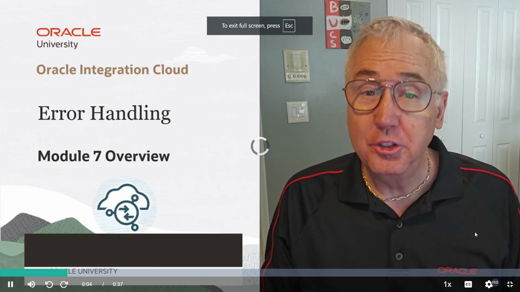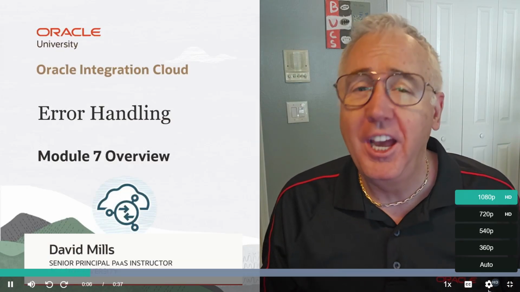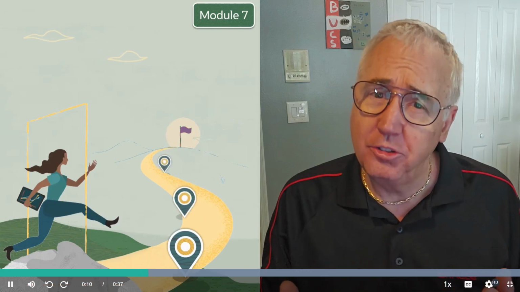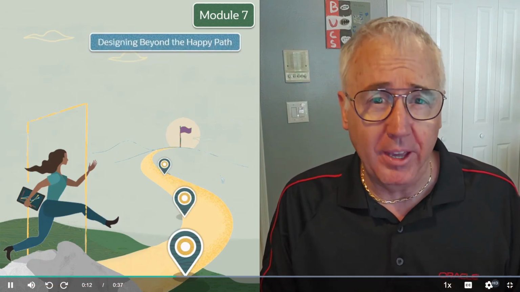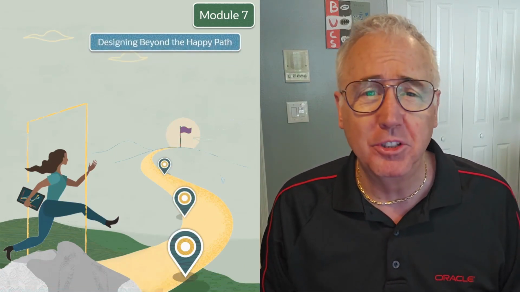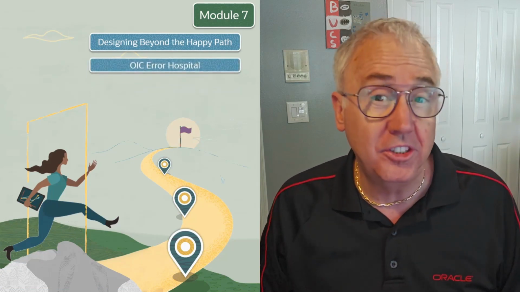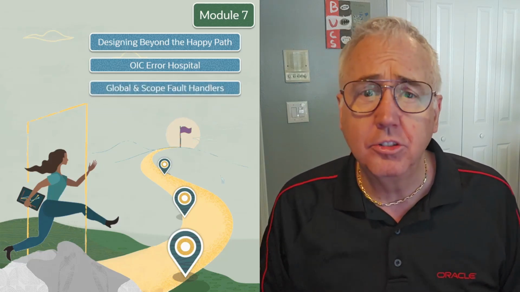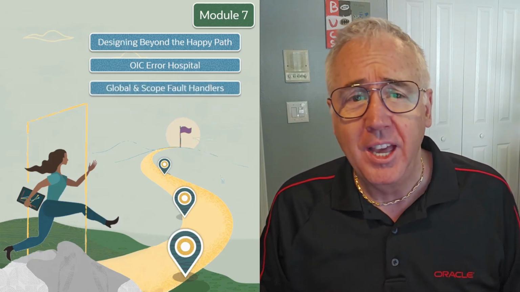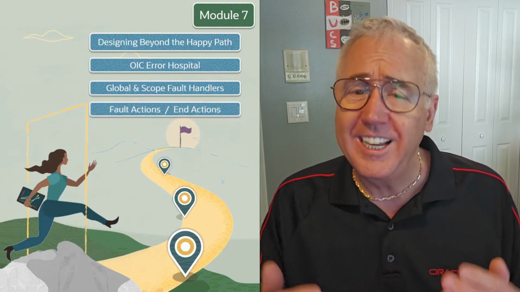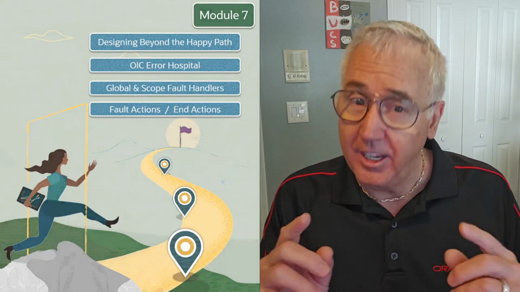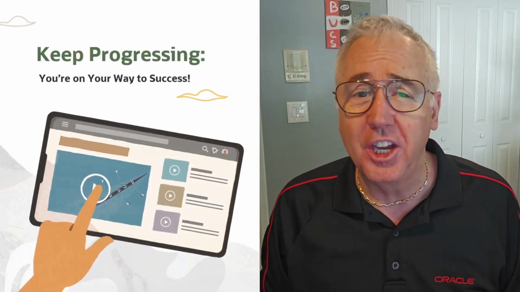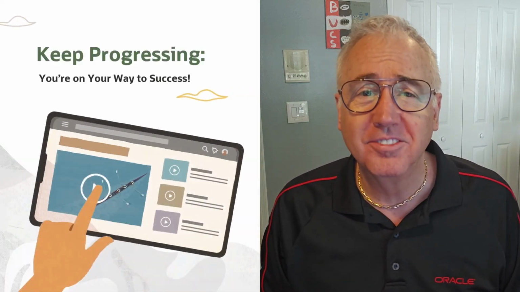Welcome now to Module 7, Error Handling. These lessons focus on why and how to design beyond the happy path in your integration implementations. You'll learn about the OIC Error Hospital, implementing both global and scope level fault handlers, as well as the usage of fault and end actions. And once you complete these videos, don't forget to take the Module 7 skill check. Keep going strong.